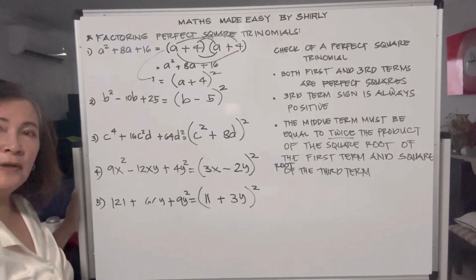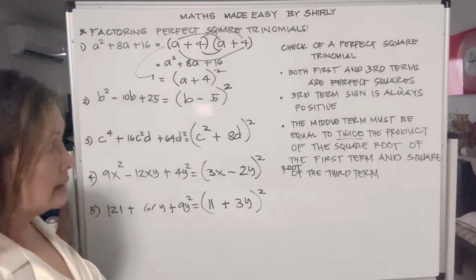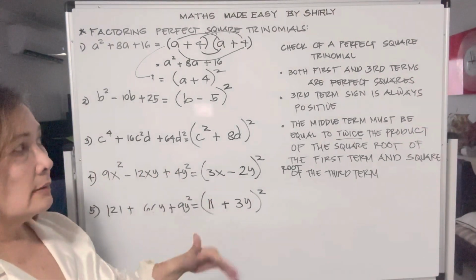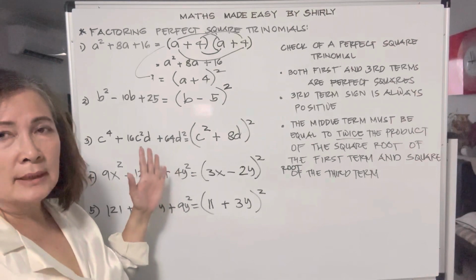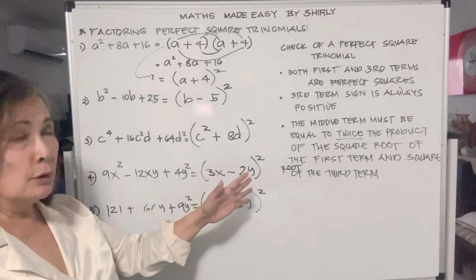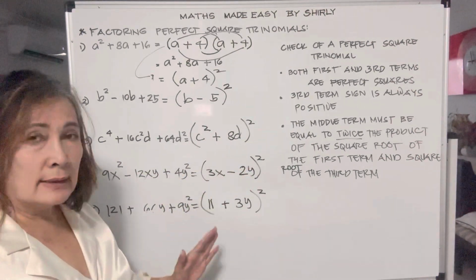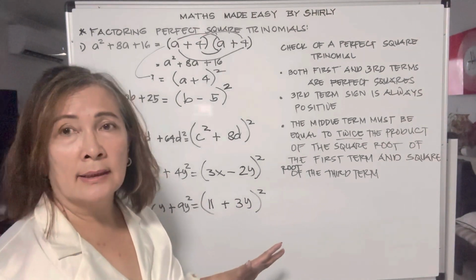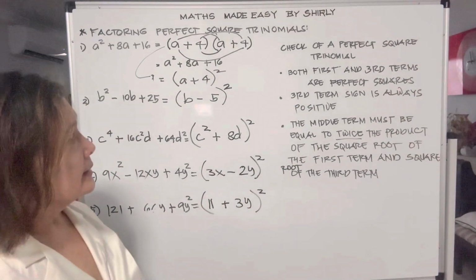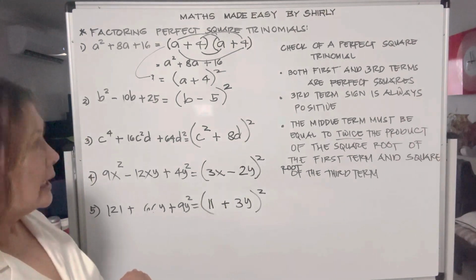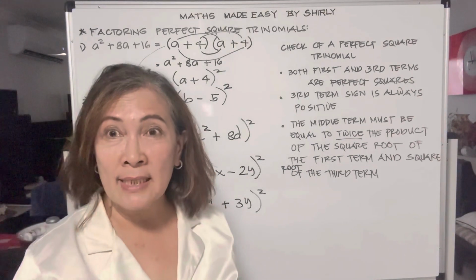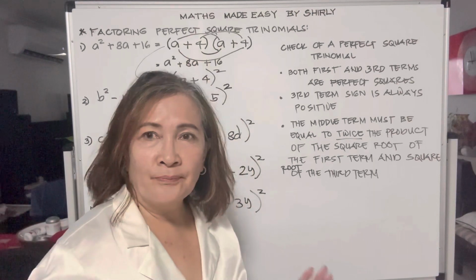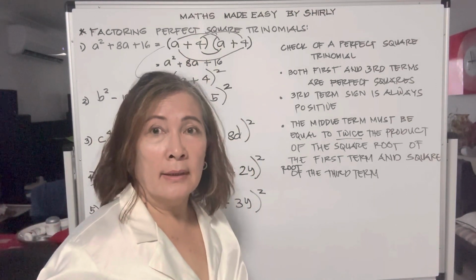So, isn't it very easy? Very easy. Just remember, of course, you cannot do this easily if you are not confident whether the given trinomial is a perfect square trinomial or not. Okay, so that's all for today.